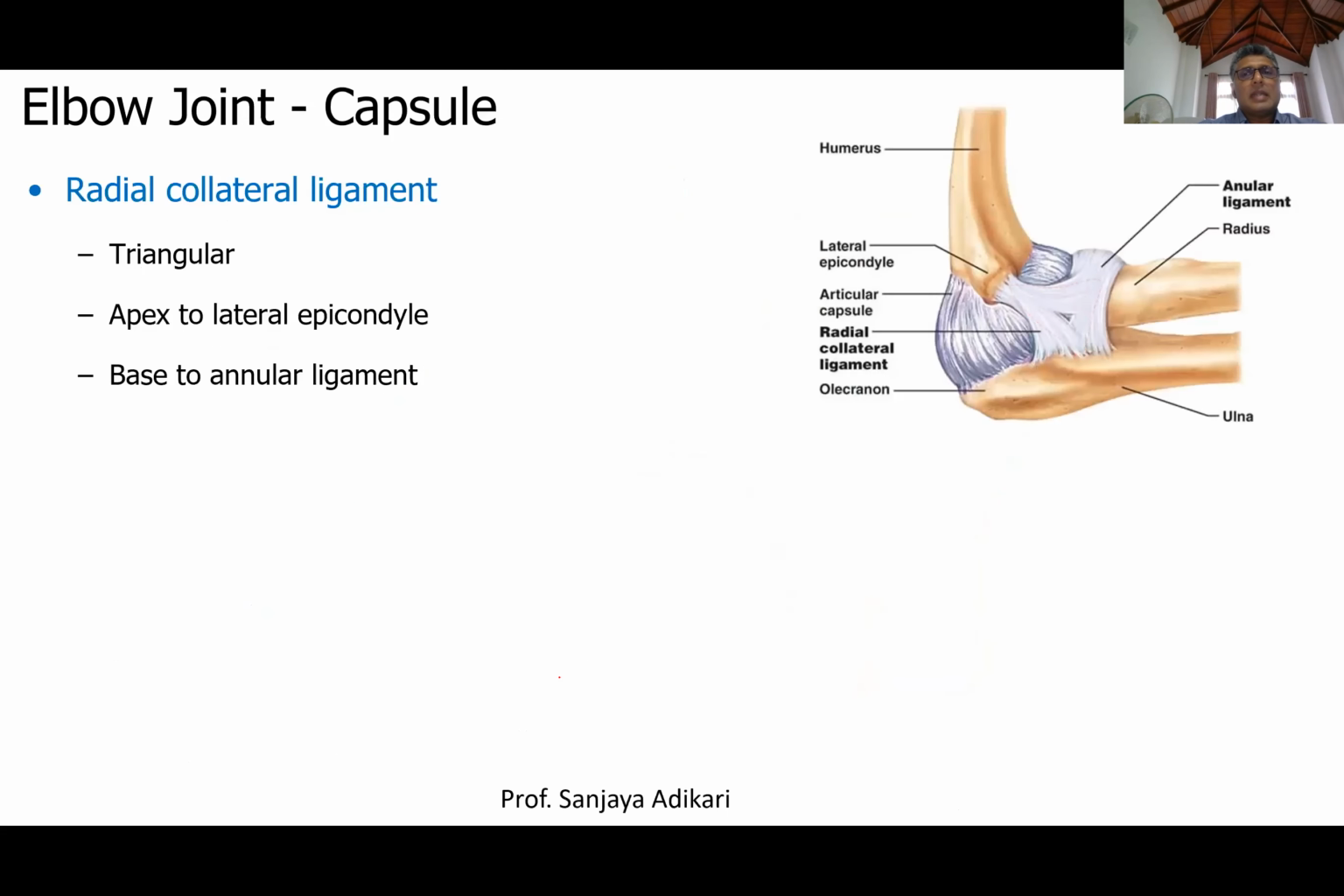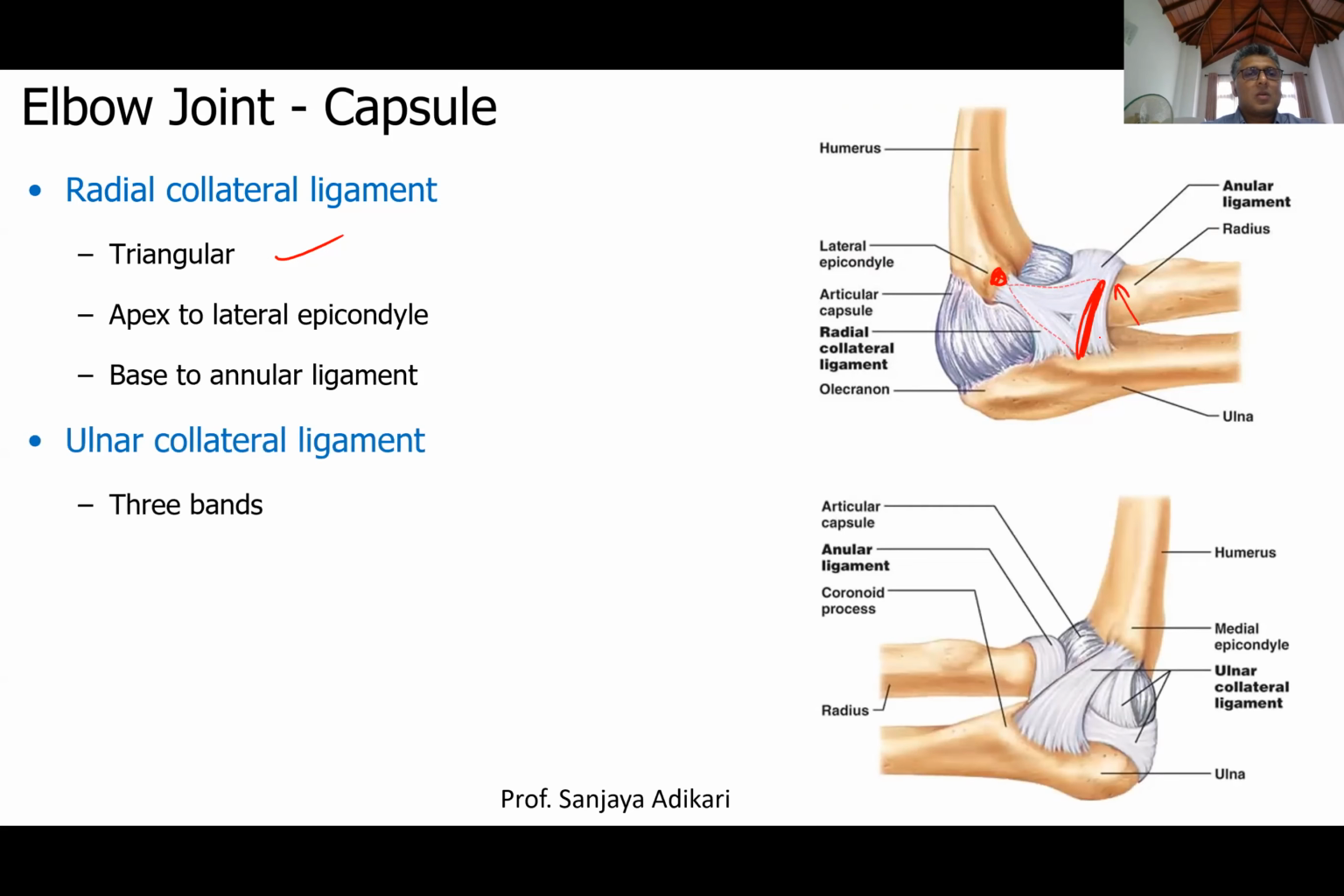Then about the ligaments, the radial collateral ligament is a triangular ligament. As you can see in the diagram, it's a triangular ligament here. Its apex is at the lateral epicondyle, and its base is attached to the annular ligament here. So you get the annular ligament here. So that is the radial collateral ligament, or the lateral collateral ligament.